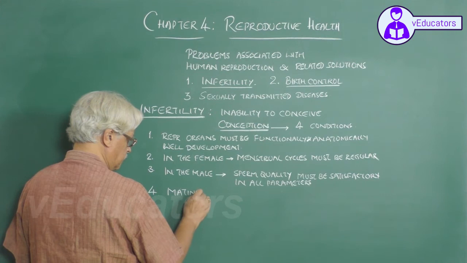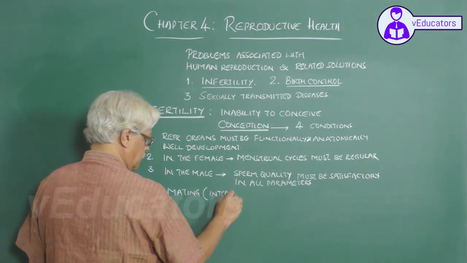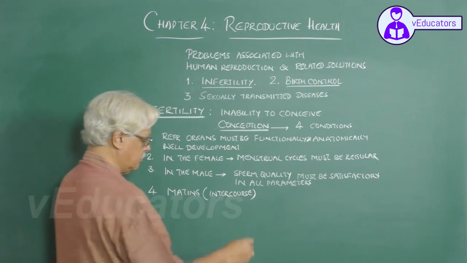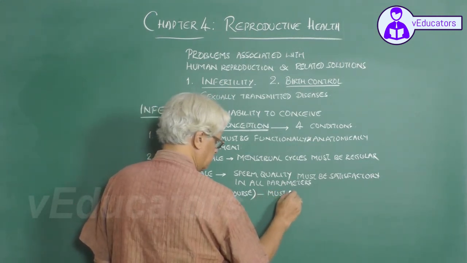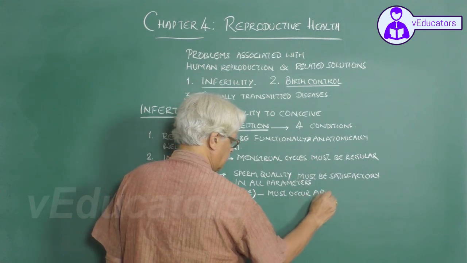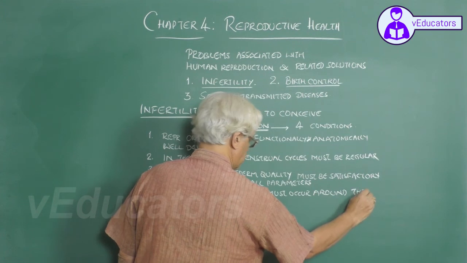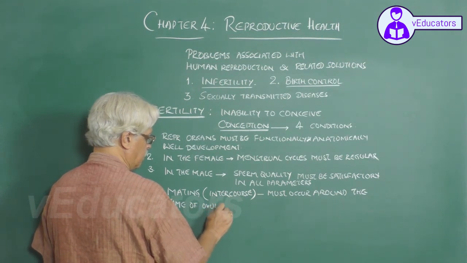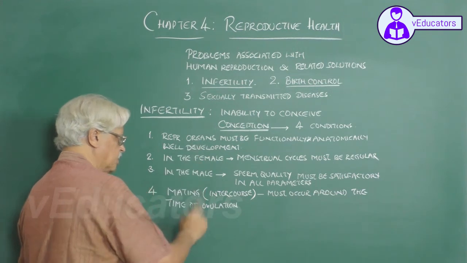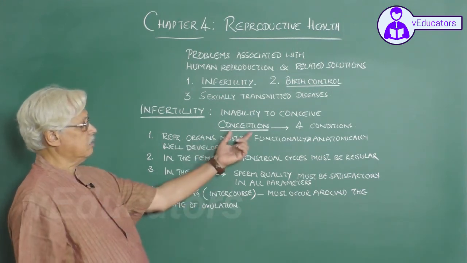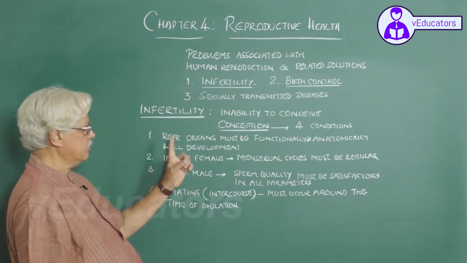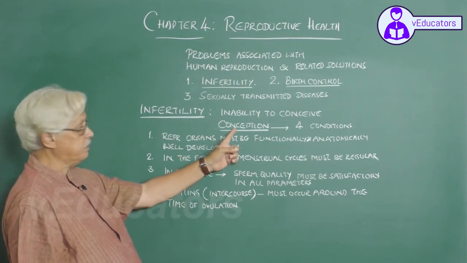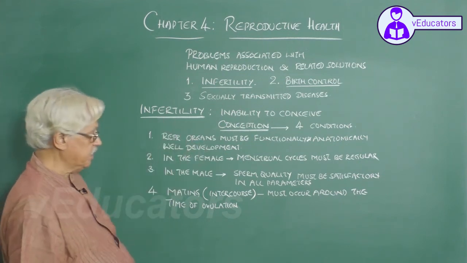Another important condition is that mating of the male and the female, or what we describe as intercourse or copulation, must occur around the time of ovulation. So if these four conditions are satisfied, then conception can happen. If there is a problem with any one of these, then conception cannot happen, and this leads to infertility.